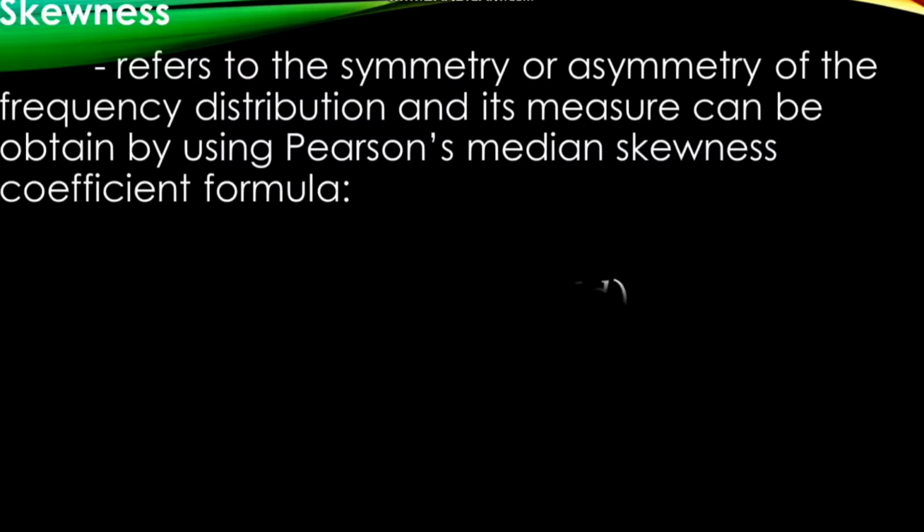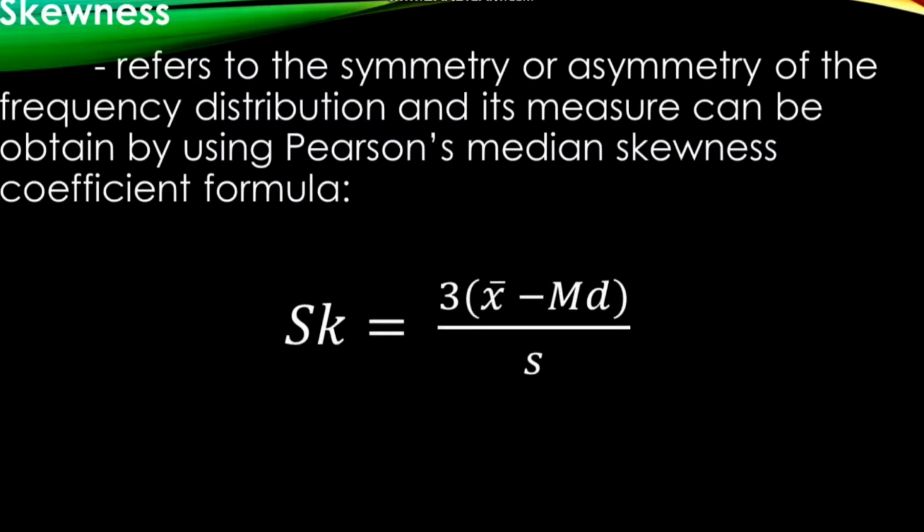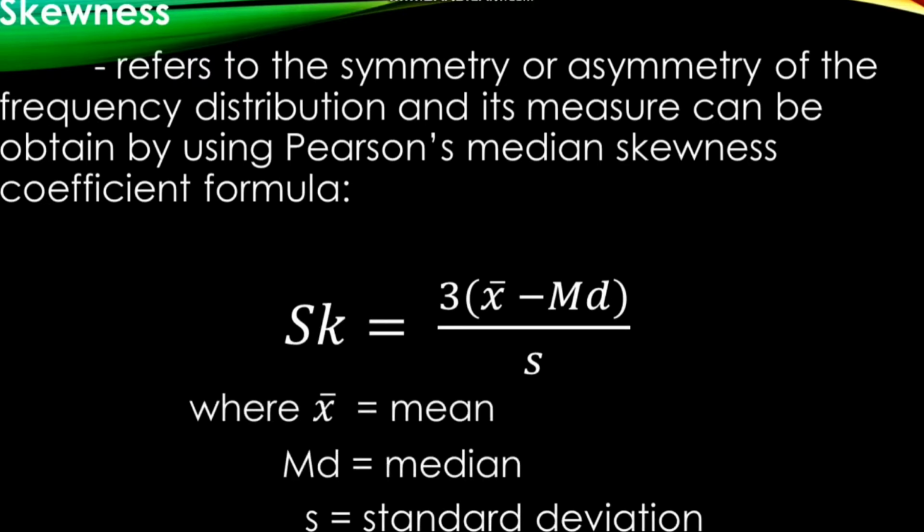So this is the formula in finding the skewness, or SK. That is 3 times the mean subtract the median over the standard deviation. Remember the symbols: x bar is the mean, Md is the median, and s is the standard deviation.